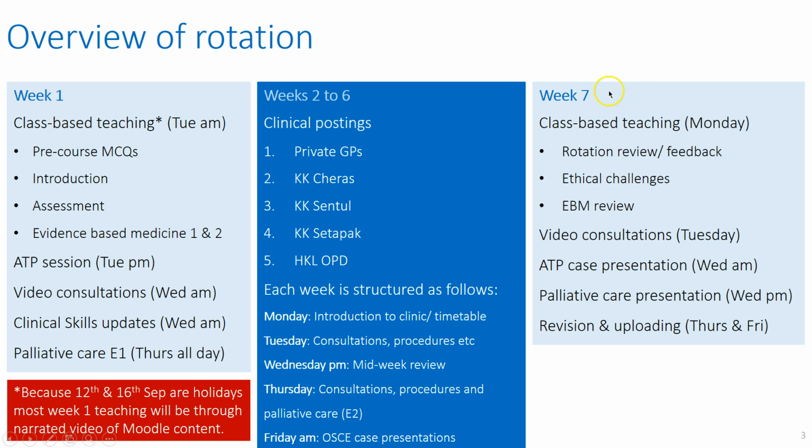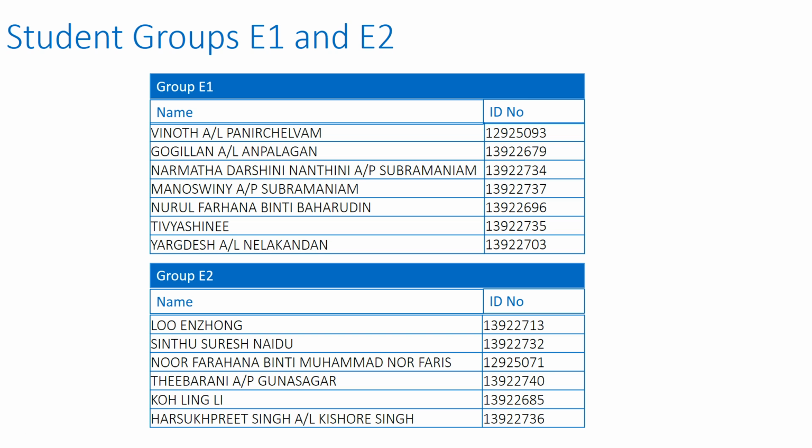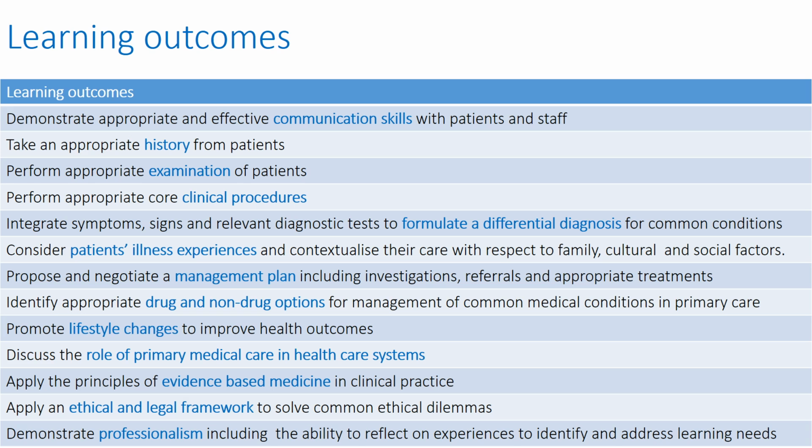On week 7, you return to base, mainly GSH, but also at the Serdang campus. We'll have an initial review, followed by your presentation of an ethical challenge, and then a final review on evidence-based medicine. You'll have a repeat of your video consultations on Tuesday. You'll have on Wednesday 2 sessions of presenting cases, 1 to the ATP and 1 to palliative care staff at Hospice Malaysia, and then 2 more days for revision and uploading of assignments for your portfolio. These are the 2 groups, one group divided into 2, E1 and E2.